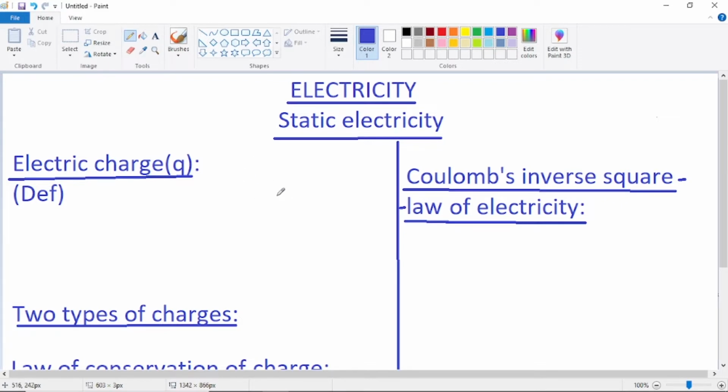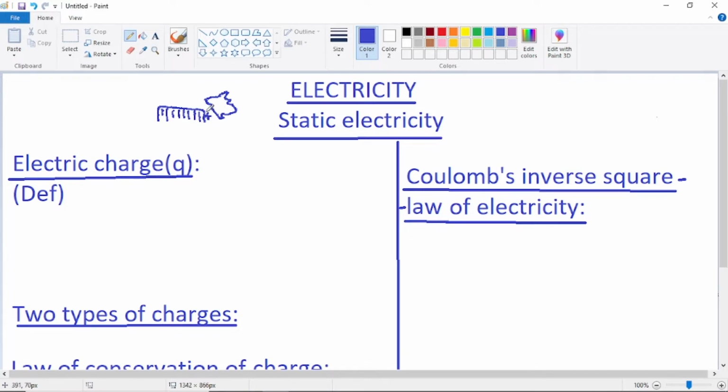For example, a simple situation: you take a comb. I'm just taking a comb here. Just see here, it's a comb. A regular comb is usually made up of plastic. When this comb is rubbed with a piece of cloth, immediately some charge, some property, is developed on the comb.